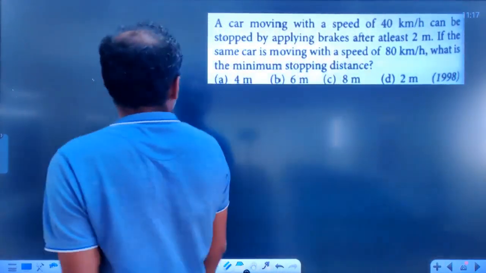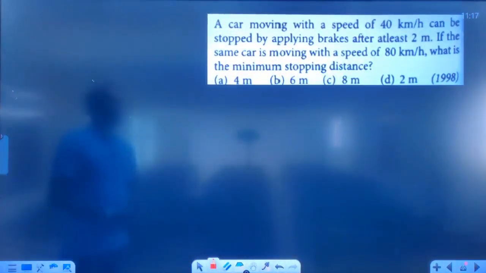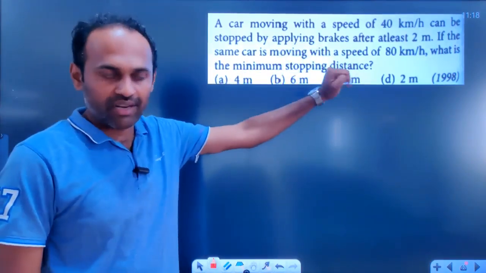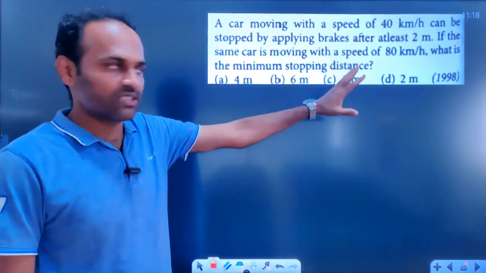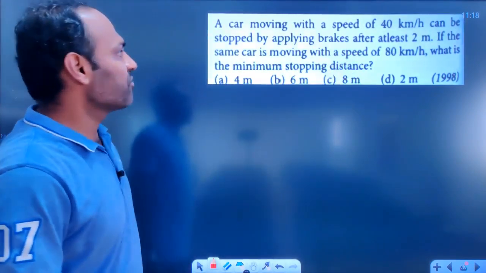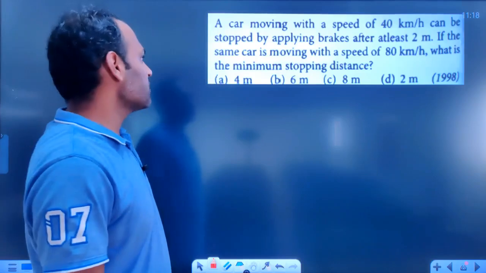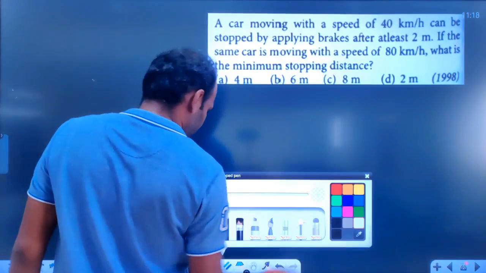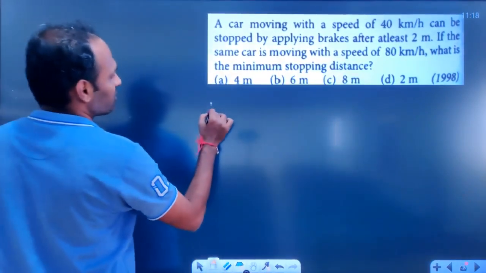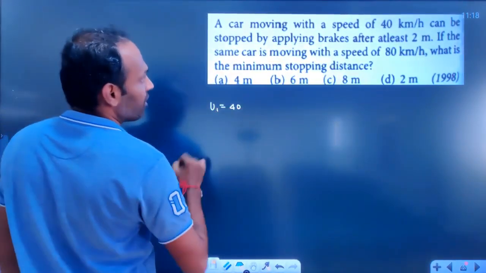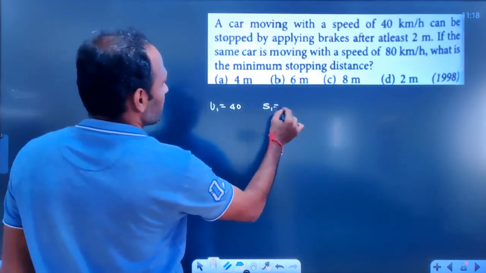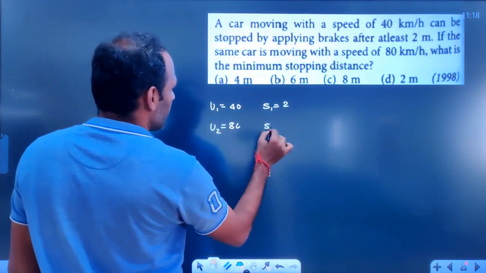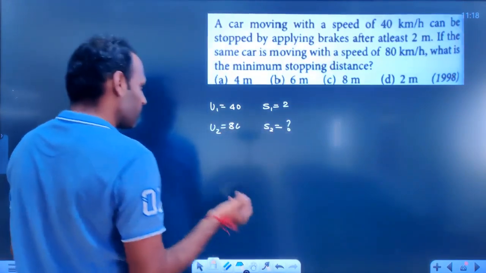The next question is, a car moving with a speed of 40 km per hour can be stopped by applying brakes after at least 2 meter. If the same car is moving with a speed of 80 km per hour, what is the minimum stopping distance? Again the question is on the stopping distance only. We have two cases. First, how much is the speed? Speed is 40 km per hour. And how much is the stopping distance? It is 2 meter. Second time, the speed is 80 km per hour. How much is the stopping distance? That is what we have to calculate.